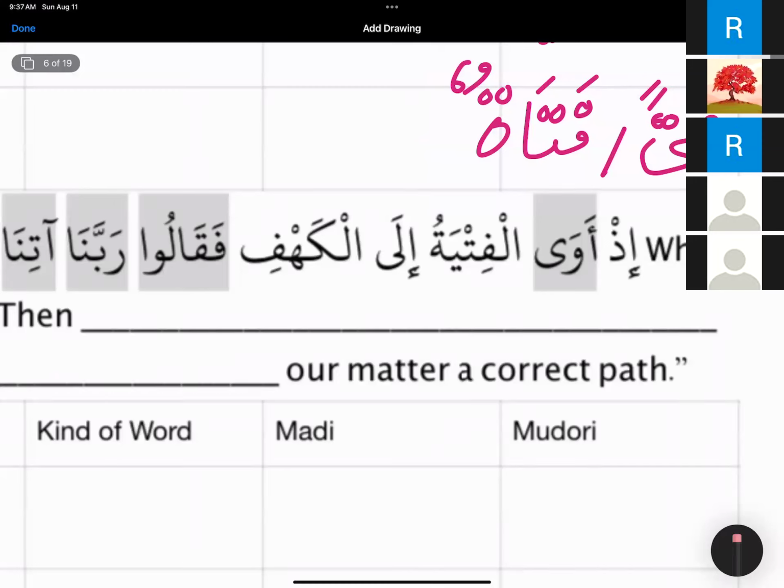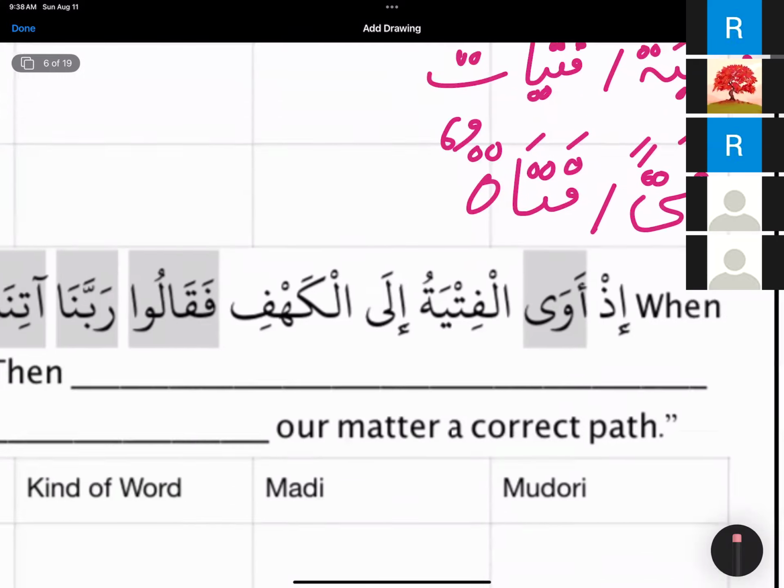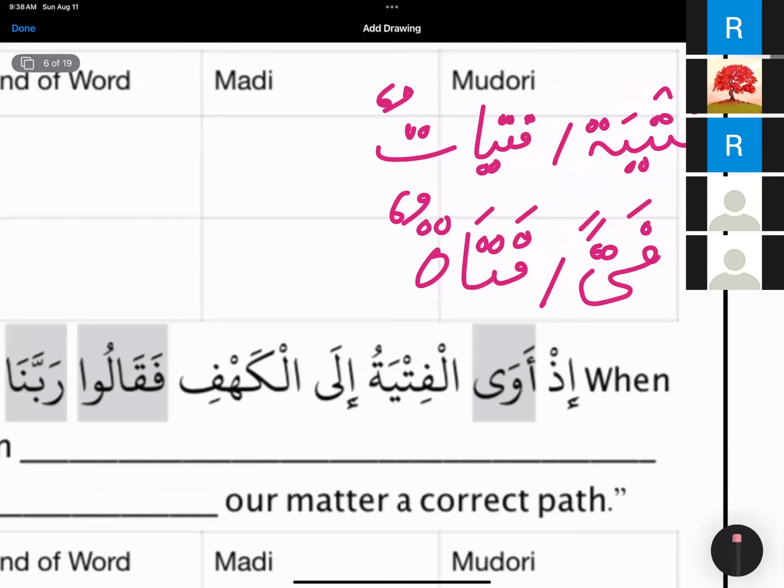Awa yawi. What bab is it gonna make if I say awa yawi? Daraba yadribu. Yeah, daraba. And it means to take refuge, right? To secure yourself, so to seek protection even. So is awal fityatu. And now fityatu is also an interesting word, right?